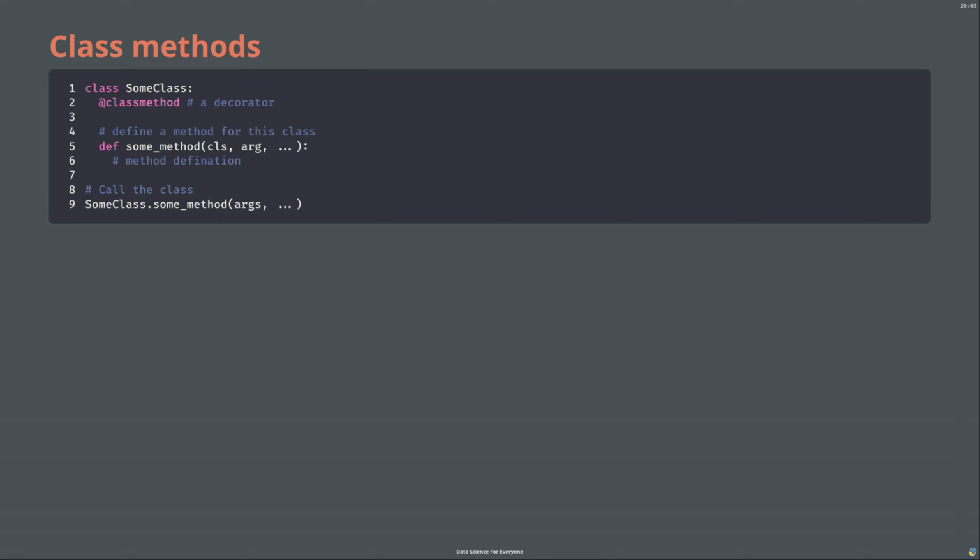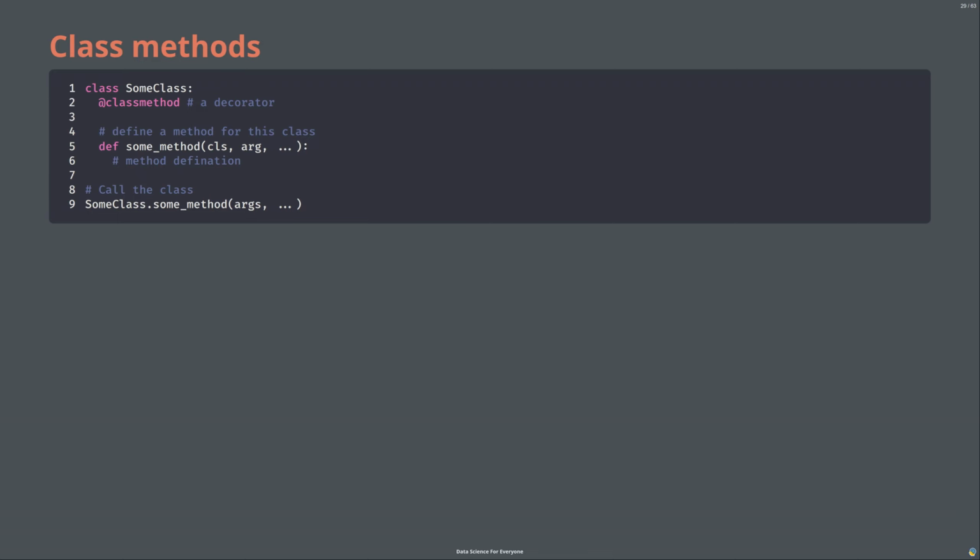When defining a class method, the main difference is the first parameter. It's CLS instead of self. Just like self refers to an instance, CLS refers to the class. After that, you write the method like any other function. But remember, you can't access any instance attributes inside it.